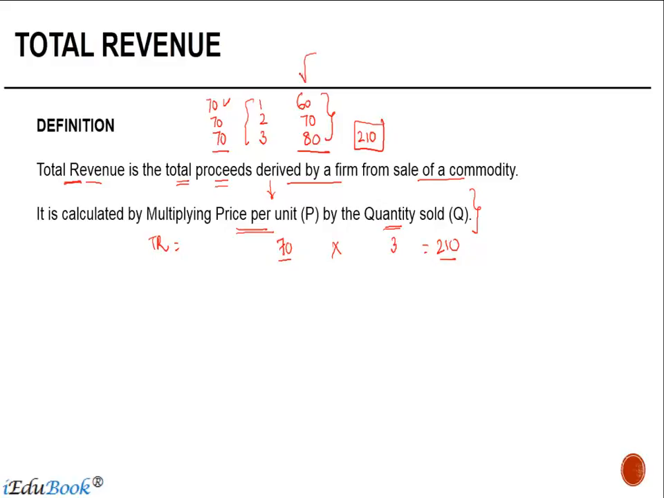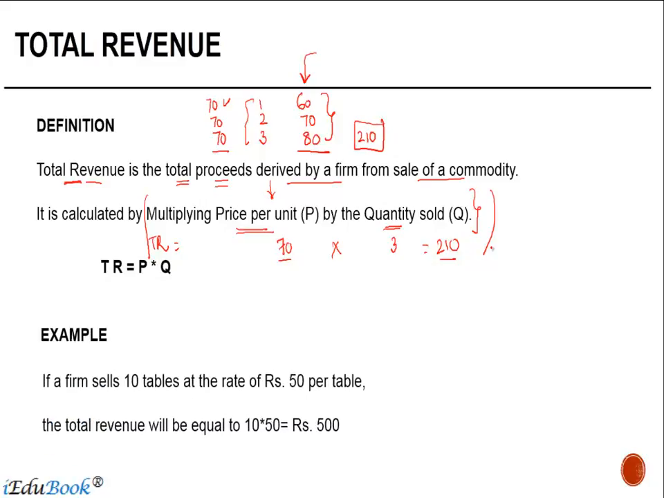But when the commodities are sold at different prices, which is a practicality in real life, then you need to calculate the sum of all these to get the total revenue. It may not be particularly applicable to just straight away apply this formula. So total revenue is equal to P times Q, where P refers to price per unit, Q refers to the quantity sold. Example, if a firm sells 10 tables at a price of rupees 50 per table, the total revenue will be equal to 10 times 50 or 500.